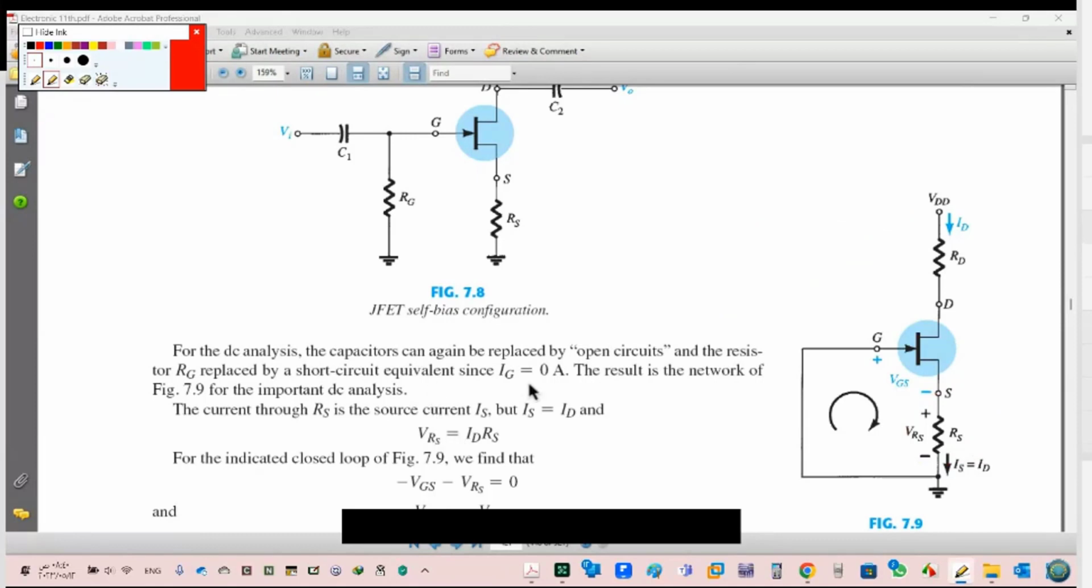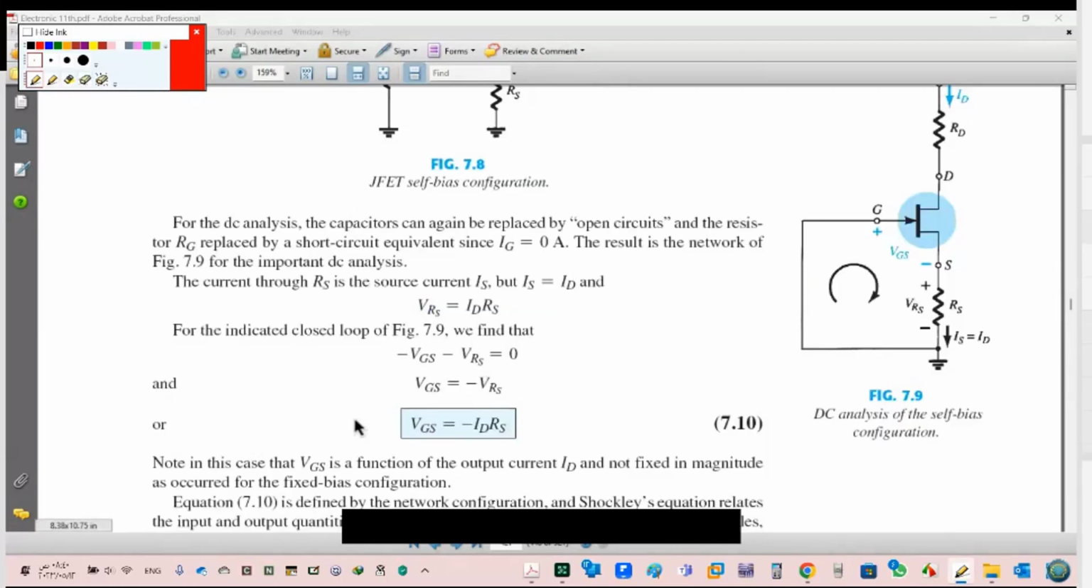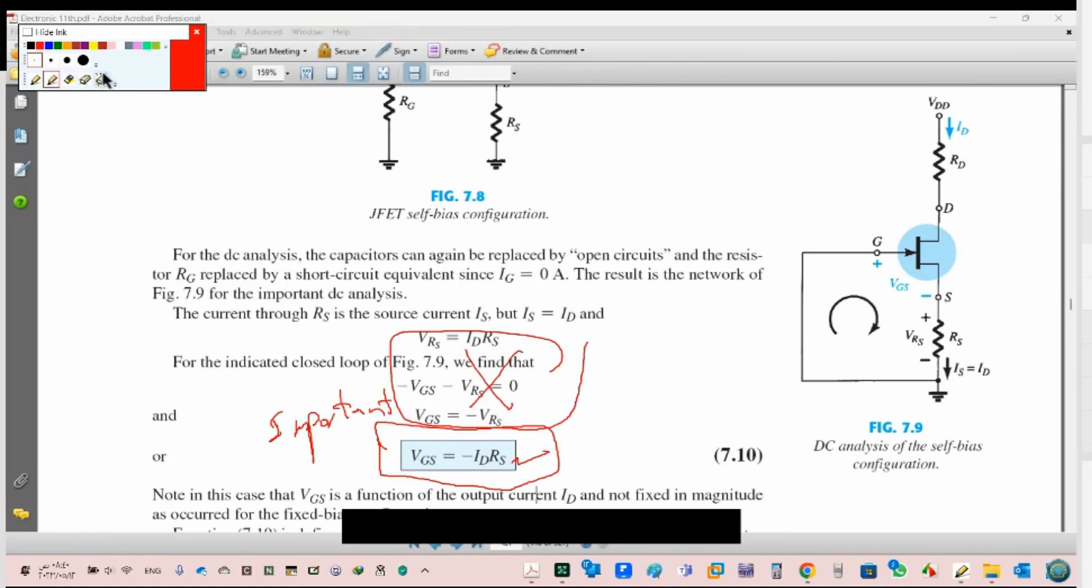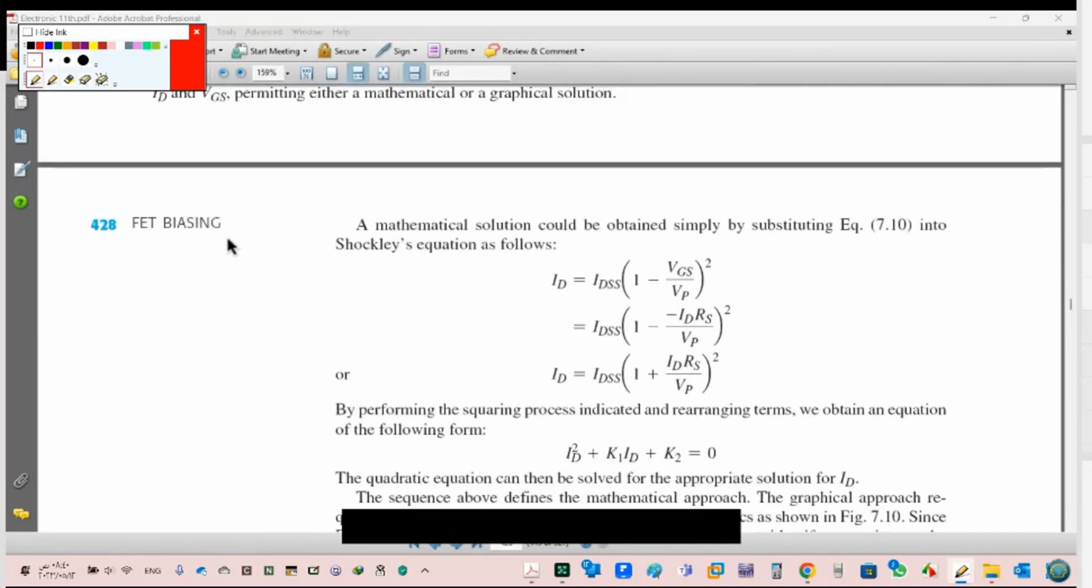From the input, using Kirchhoff, you can write VGS is minus IDRS. This is the input. It's important. This is what you have to study for the exam. Important. You shouldn't do this, just calculate this. Continue. You have to draw the transfer curve.